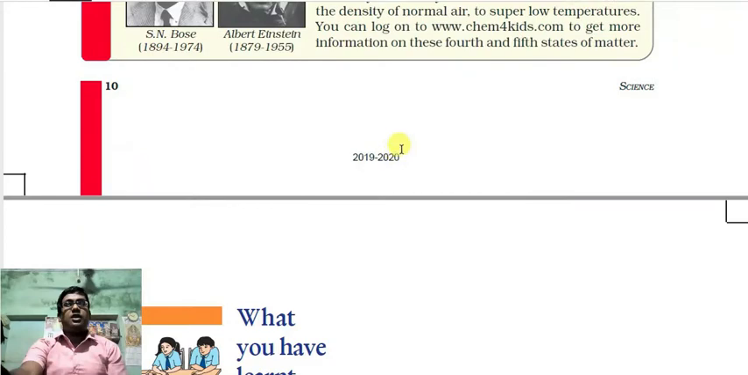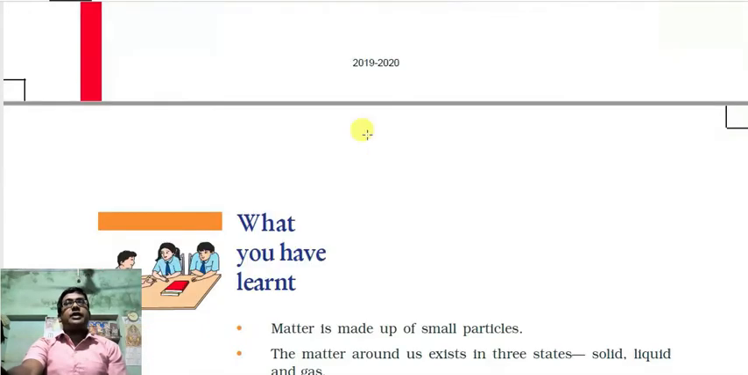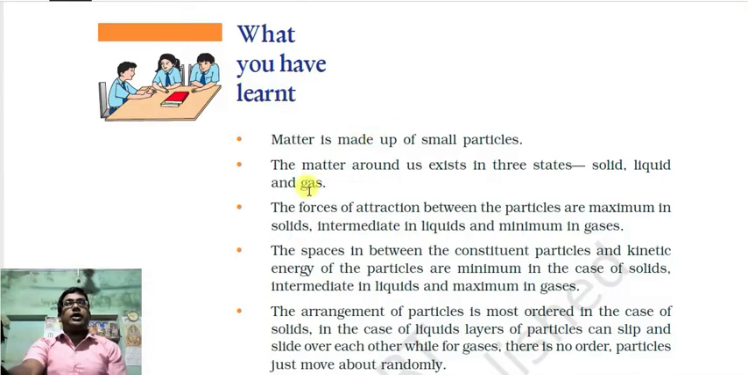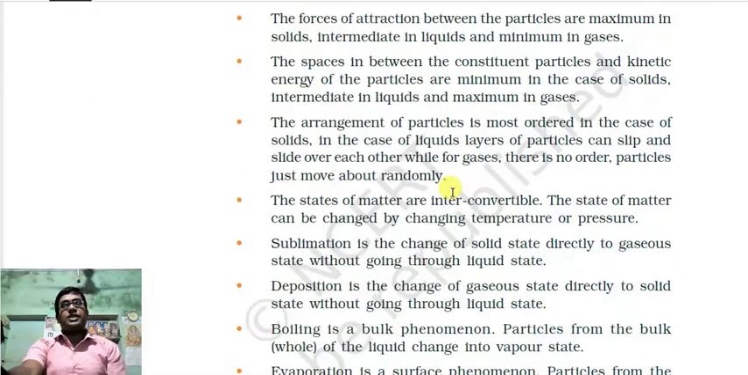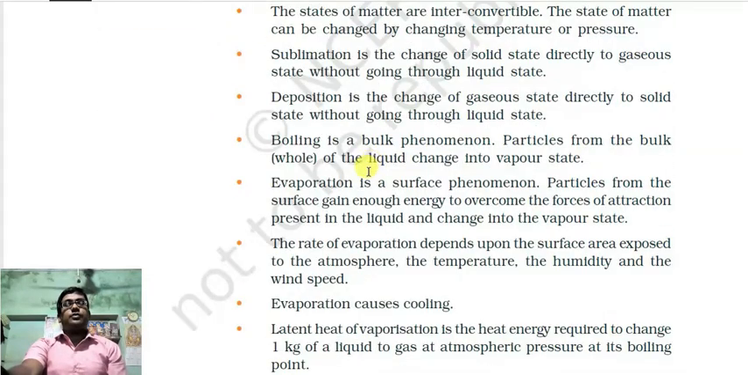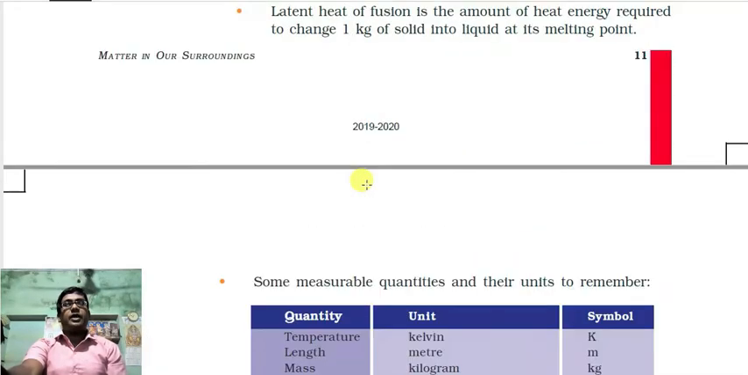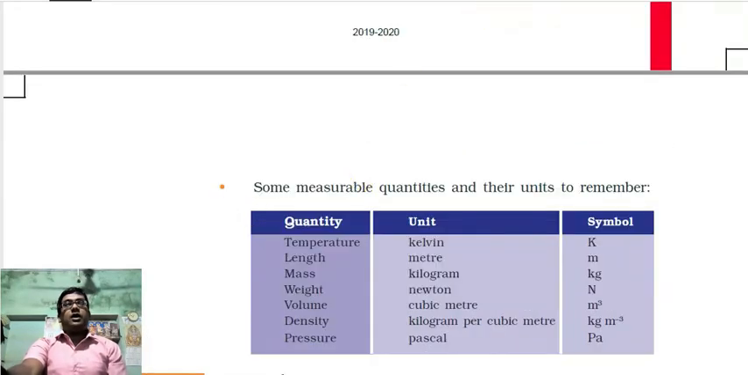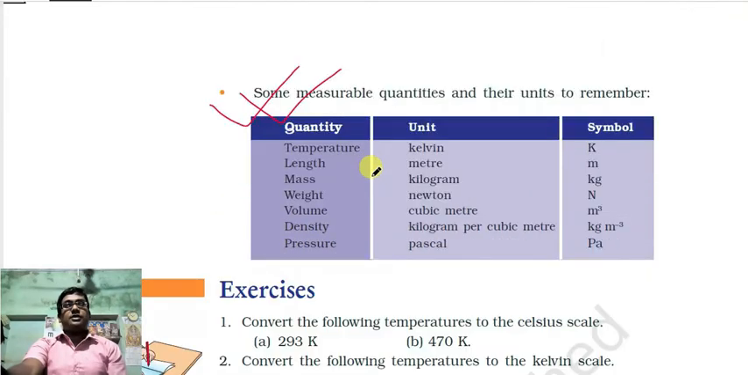Okay, clear? So the chapter ends here. From here is the summary portion of this chapter, what you have learned. Read every portion so that you can remember everything properly. From here, the table written here. This table is very important. Some basic measurable quantities. See here.